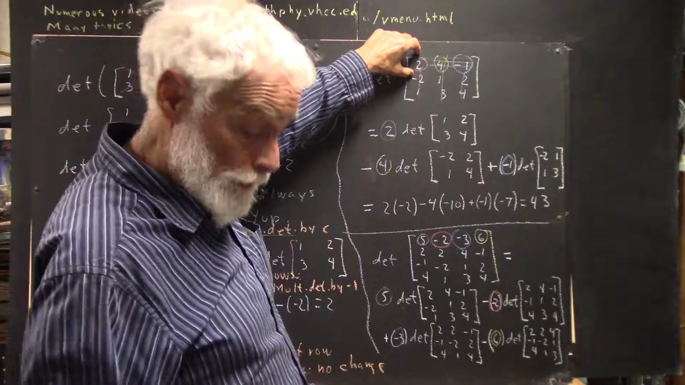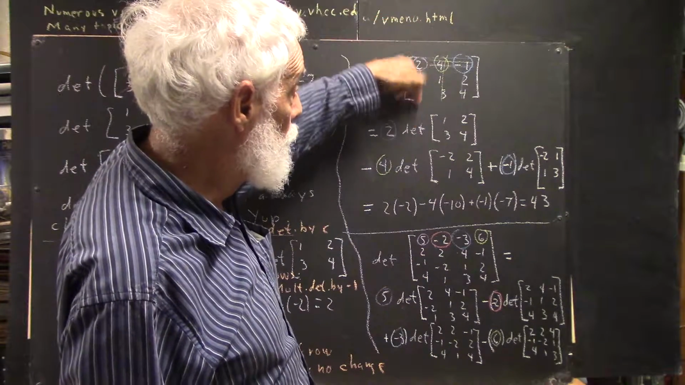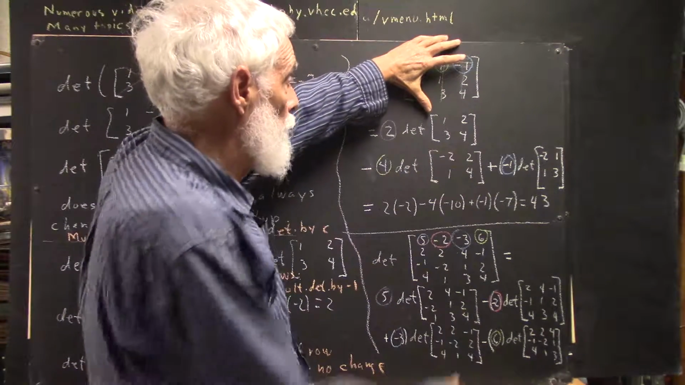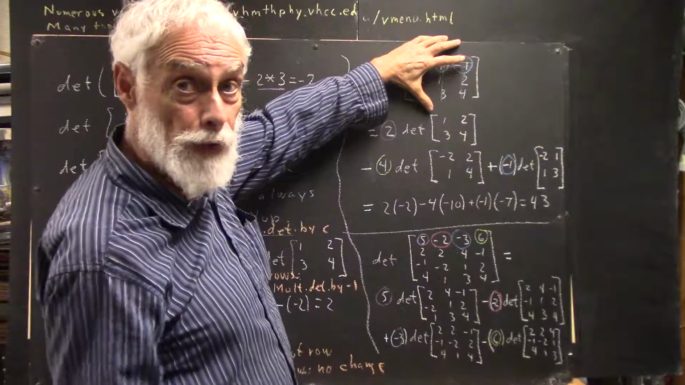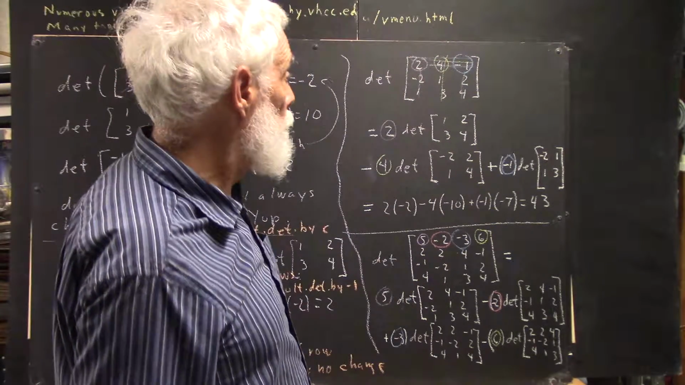Well, the first person that saw it in class said, you just take the row below the 2 and the column across from 2 and eliminate them, and that's the matrix you're left with, and that's absolutely correct. Now, next we go to the 4.